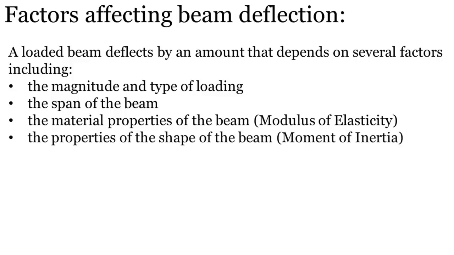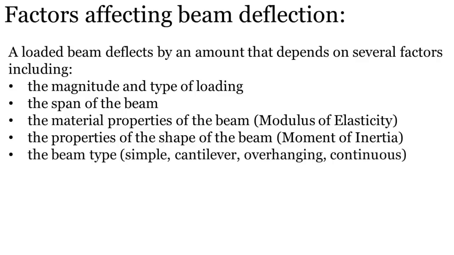The properties of the shape of the beam, mainly the cross section of the beam. Is it a deep beam? Is it a T beam, a rectangular beam? Of course, all of these factors play a role in the amount of deflection that will take place in the beam. And the beam type. A simple beam will deflect differently from a cantilever beam, from an overhanging beam, or a continuous beam.